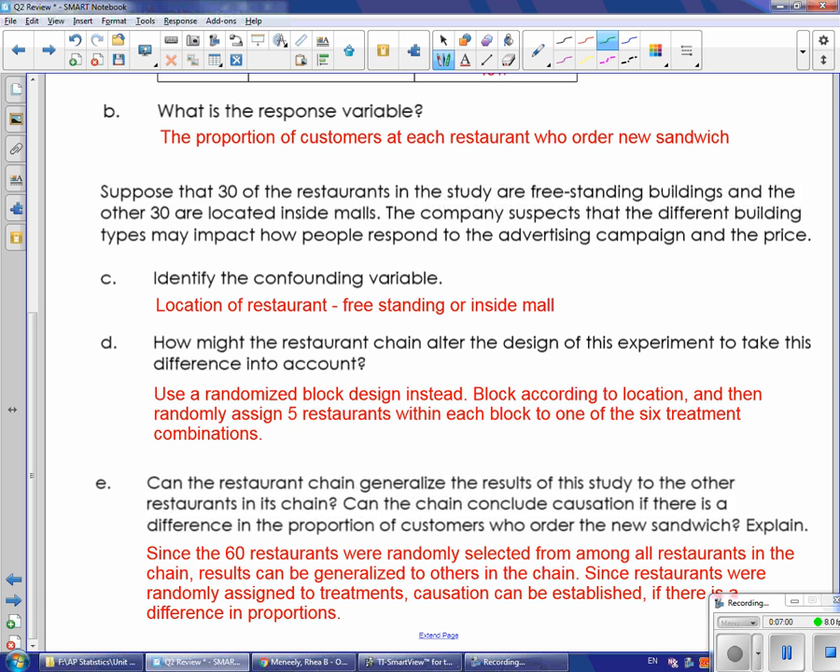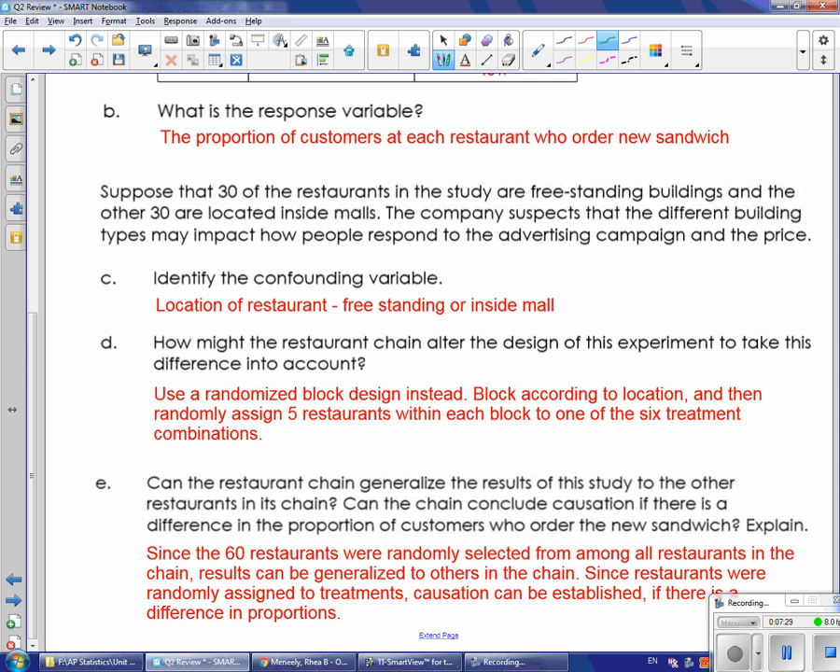And then from there, I already have separated my restaurants into 2 groups. From there, I'm going to be running parallel experiments. So all of the restaurants that are inside the mall are going to be randomly assigned to one of 6 of the treatment combinations, and the 30 restaurants that are freestanding will also be randomly assigned to one of the 6 treatments.